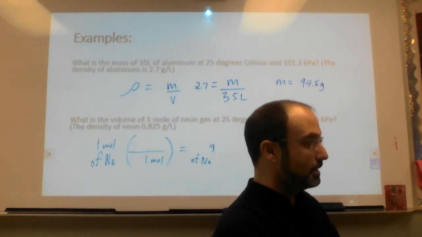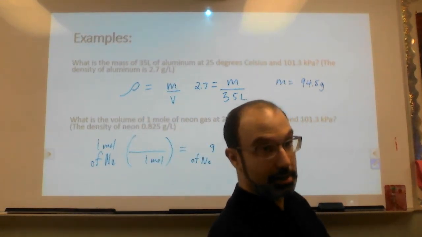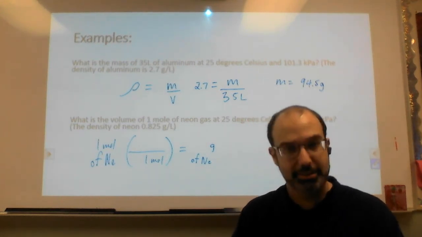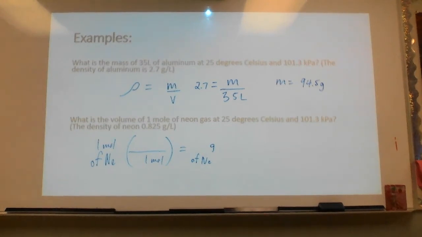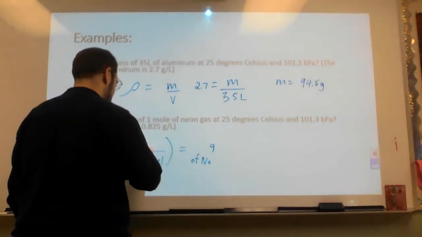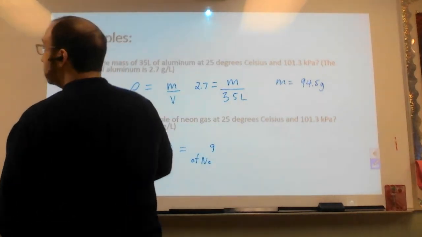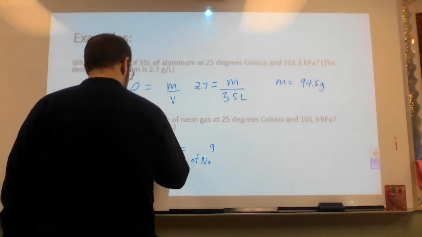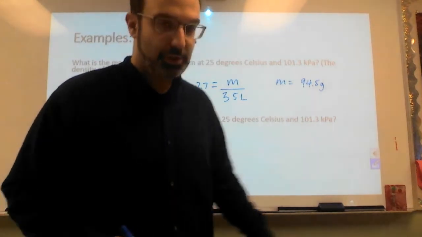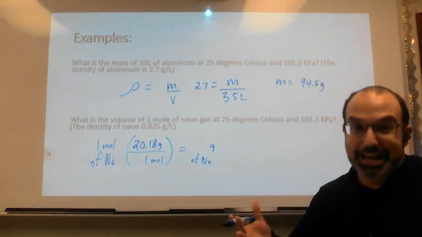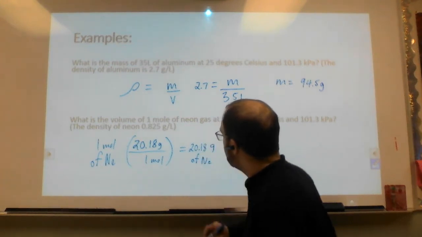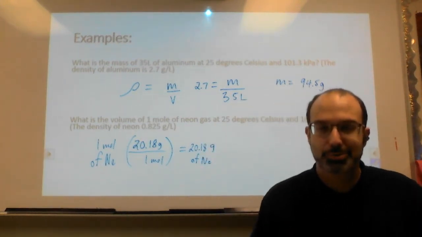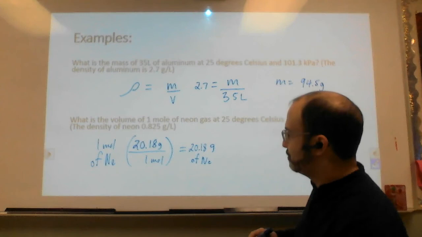The only problem is I need a periodic table, and I do not have one. But thankfully, there's a periodic table on the wall. So I come over here, I take a quick look. It says that it is 20.18 grams. So if I have 1 mole, I really have 20.18 grams of neon. So now that I have my grams, now I can do the actual calculation.